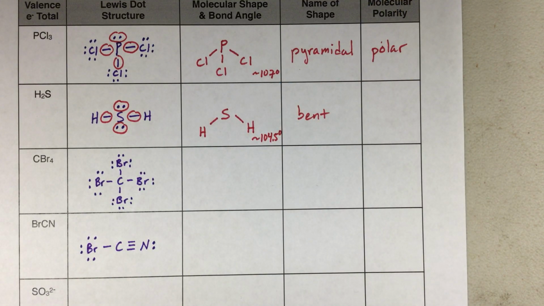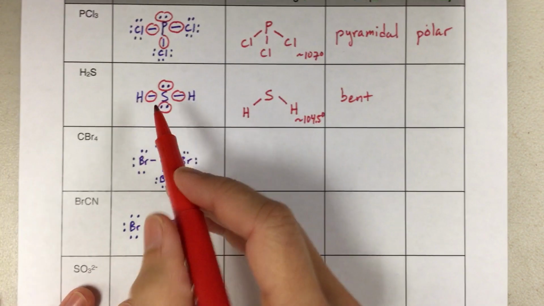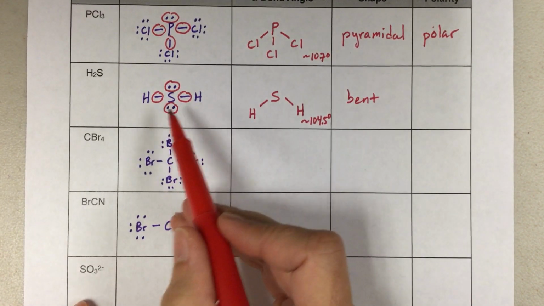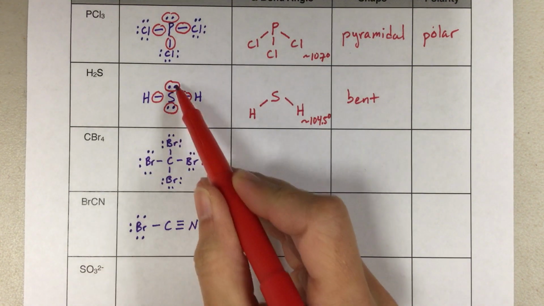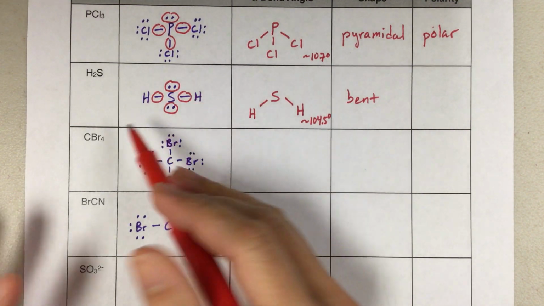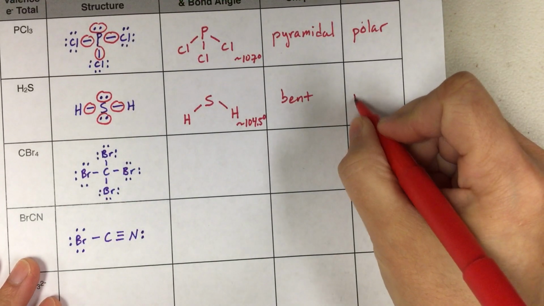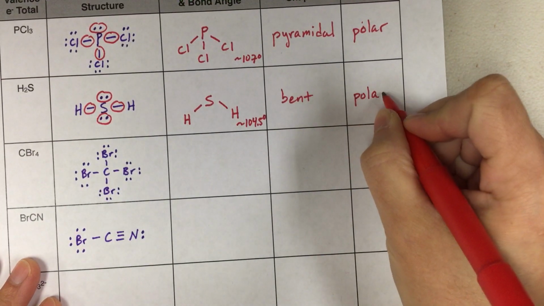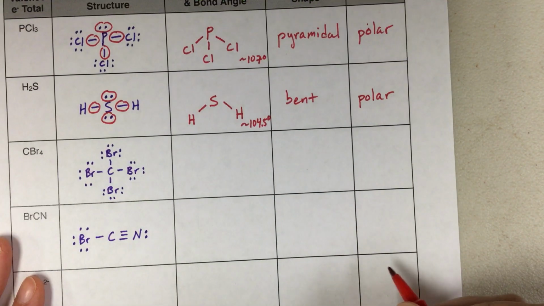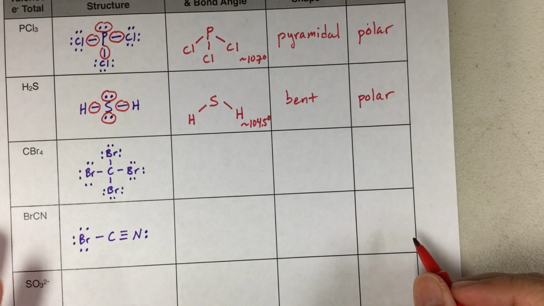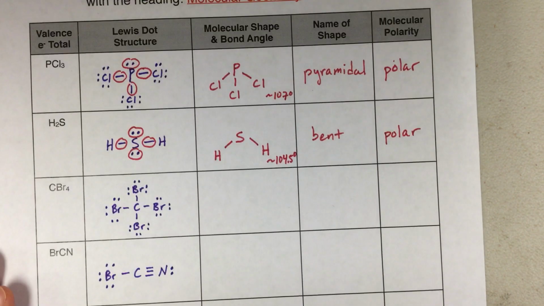And for polarity, again, we ask those 2 questions. Does the central atom have lone pairs? Yes, it does. So automatically, after we answer yes to that question, we know that the molecule is polar. Okay, lone pairs on the central atom always make it polar. So we're done with that one.